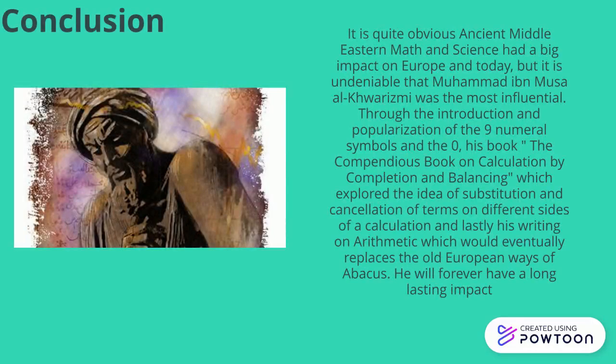In conclusion, it is quite obvious ancient Middle Eastern math and science had a big impact on Europe and today, but it is undeniable that Muhammad ibn Musa al-Khwarizmi was the most influential. Through the introduction and popularization of the 9 numeral symbols and the 0, his book, the Compendious Book on Calculation by Completion and Balancing, which explored the idea of substitution and cancellation of terms on different sides of an equation, and lastly, his writings on arithmetic, which would eventually replace the old European ways of abacus, he will forever have a long-lasting impact.